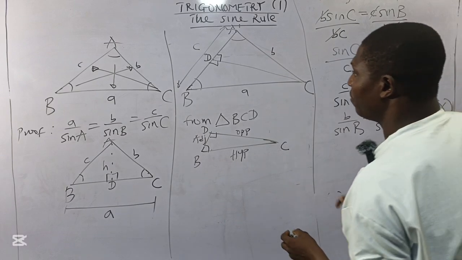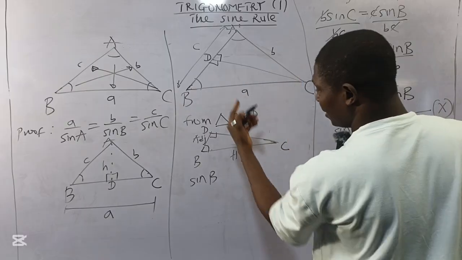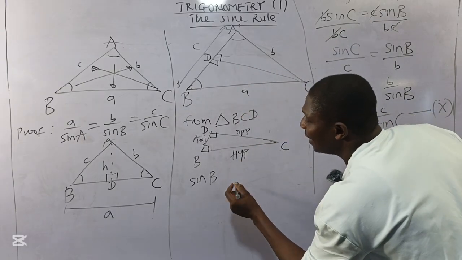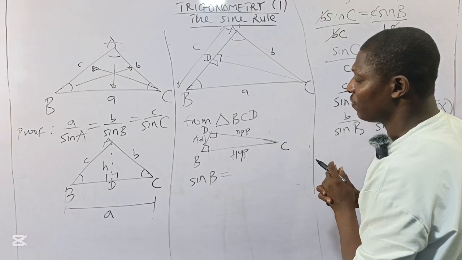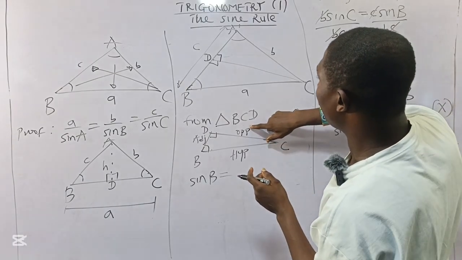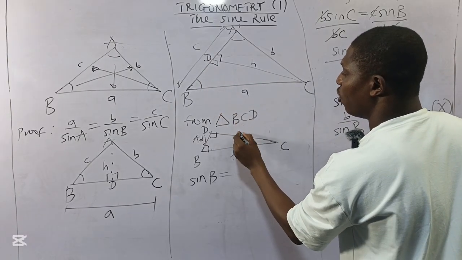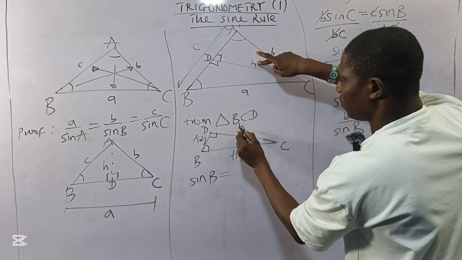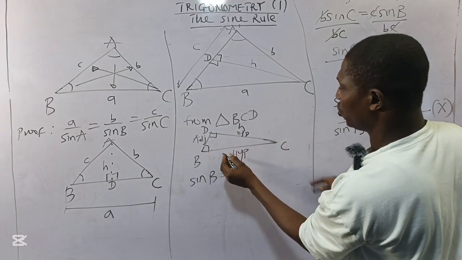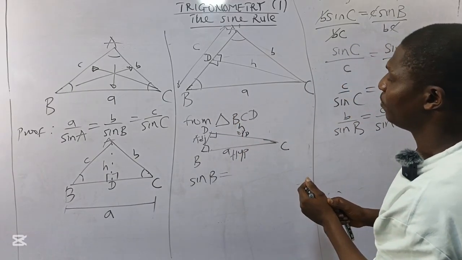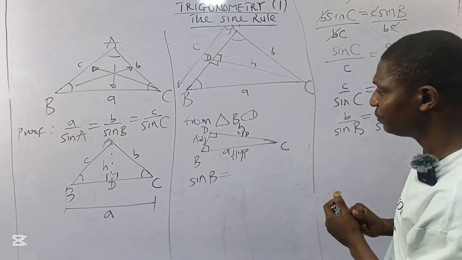Now, I'm using sine, remember. So I'll have sine B. I'm not using C because I bisected it to form a perpendicular line. Now, sine B will be equal to opposite over hypotenuse. And my opposite here becomes my height, H. And my hypotenuse was labeled as small letter a. Remember, D doesn't have an exact value.